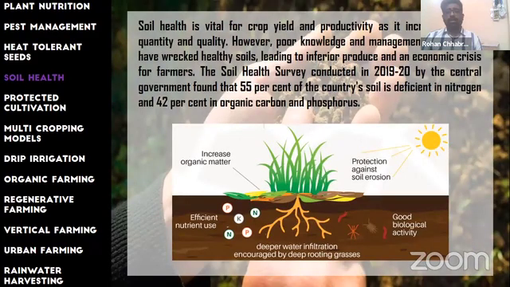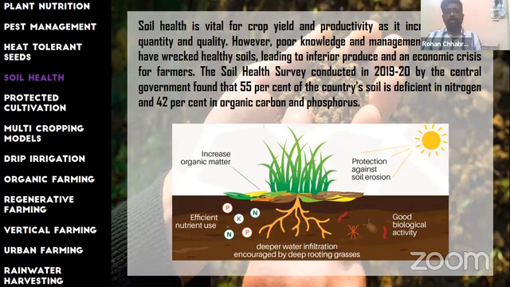Then there is soil health. Now soil health plays a vital role for crop yield and productivity as it increases crop quantity and quality. However, poor knowledge and management of the same have wrecked healthy soil, leading to inferior produce and an economic crisis for farmers. The Soil Health Survey conducted in 1920 by the central government found that 50% of the country's soil is deficient in nitrogen and 42% in organic carbon and phosphorus. And the list goes on.